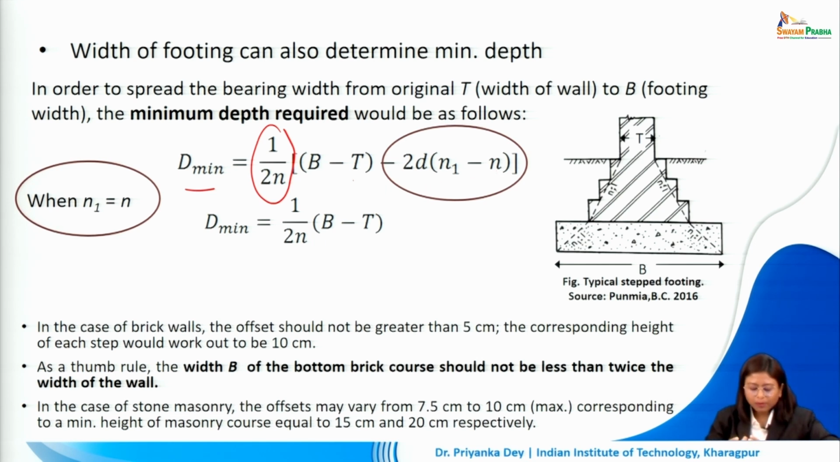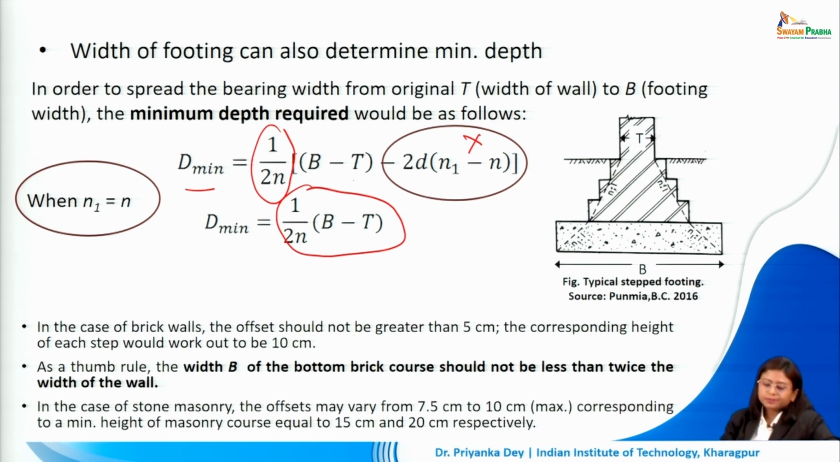Now let's say we are dealing with a situation where N1 is equal to 1, that is, we are dealing with cement concrete, in that case the ratio would be 1. We can eliminate this part of the formula and just deal with the first part, which is 1 by 2n, b minus t.